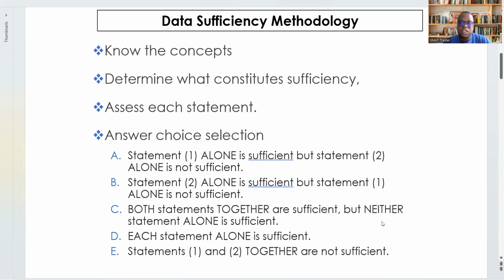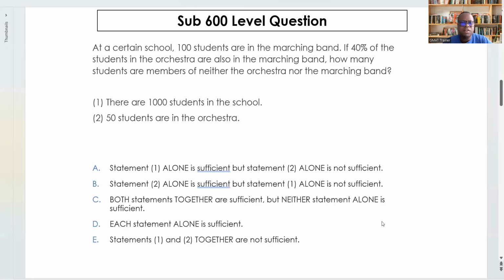Next, you assess each statement independently first and exhaust all possible scenarios that pertain to that statement. Then you can assess the statements together. If you don't find them sufficient, that's when you go to selecting answer choices based on how you've assessed the statements. So that is basically how it is. Let's dive into the questions.